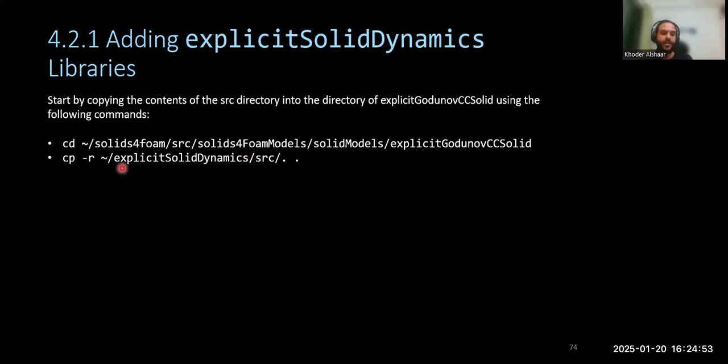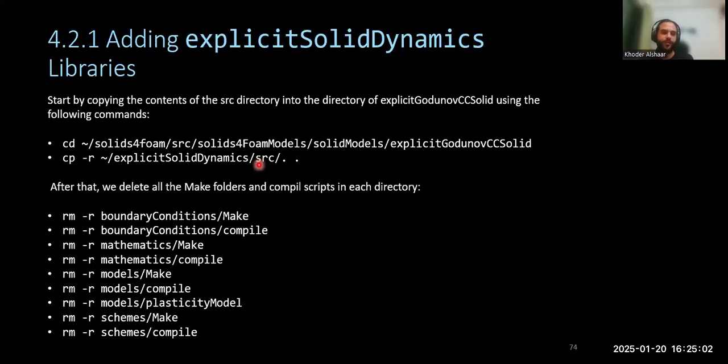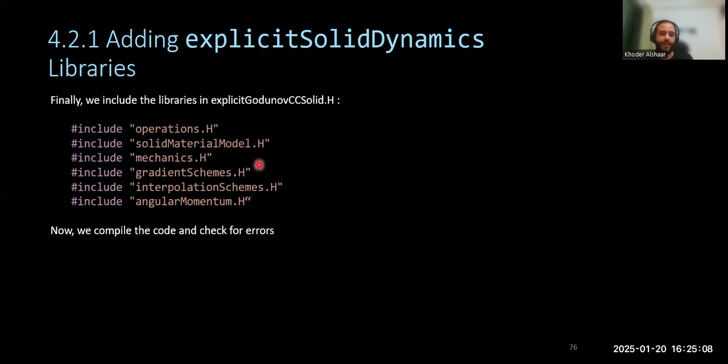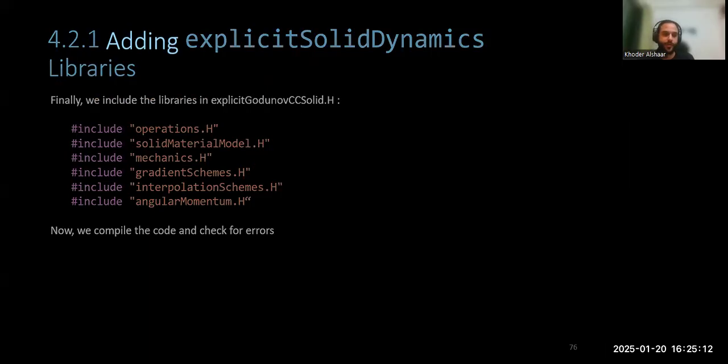So all the libraries that are available in explicit solid dynamics, in the source file, the SRC directory, we move to our code. We remove the unnecessary files and folders, and we basically compile. Finally, we include all these libraries in the header file of the class, and we compile and check for errors.